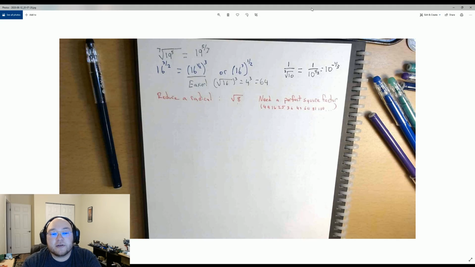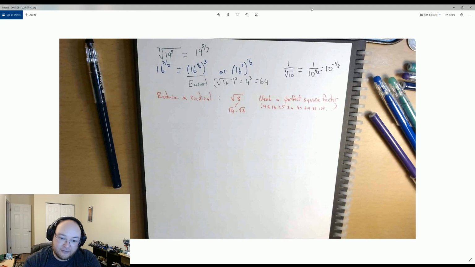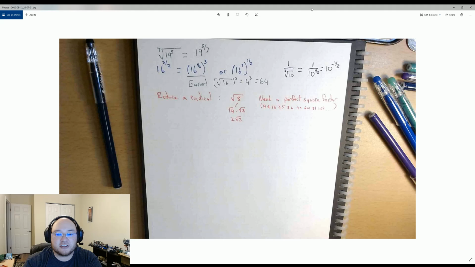So, which one of those goes into 8? The answer to that is 4. And that's 4 times 2. And the reason we want a perfect square factor is because we know what the square root of 4 is. The square root of 4 is 2. So that just turns into 2 root 2, and that's simplified. It's reduced. So basically we're trying to make that number inside the radical as small as possible.